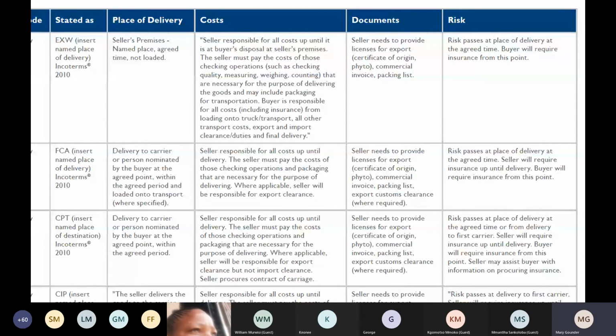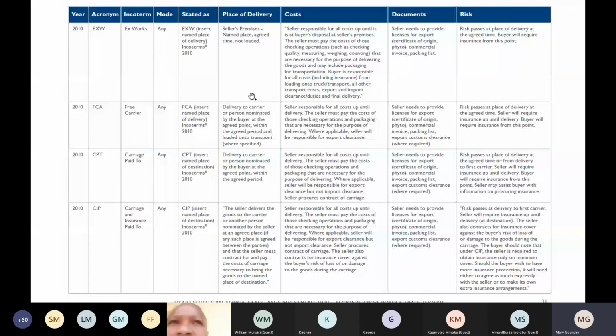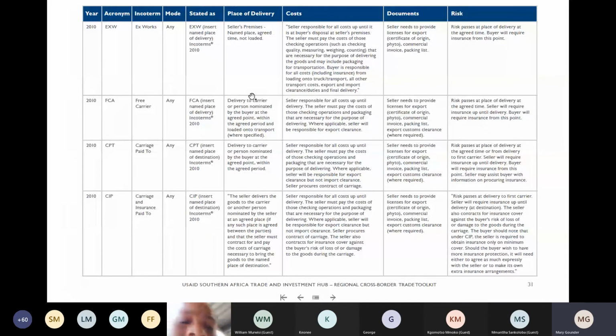You'll also need to provide your export certificates, commercial invoice, and packing list. And the risk passes at place of delivery at agreed time. So from the time I pick up from you, I will need insurance. Okay, so this is how you can actually just go through all the Incoterms and look at what works for you and what doesn't, because you need to actually see the type of risk that you want to take. So with free carrier, you, in a similar way, whatever documents you're using, whether it's a letter of credit or your commercial invoice, it will be FCA, the actual place of delivery, Incoterms 2010.